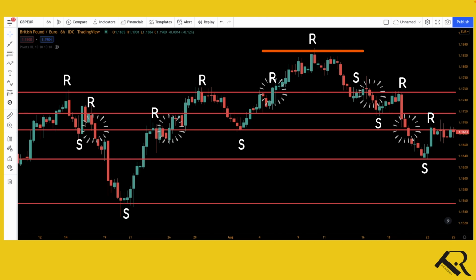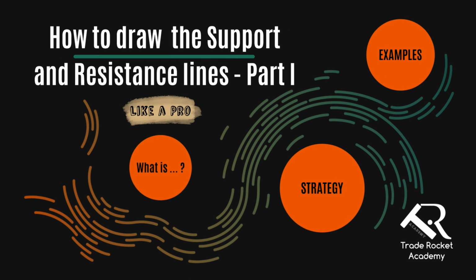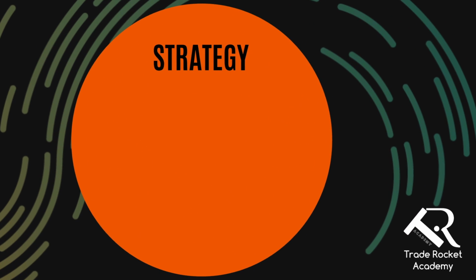Another very important property of resistance and support lines is that their role is interchangeable, meaning that at some point a certain line can be a resistance, but another time the same line can be a support line. So it's important to keep track of their exact role at different times. In the next section, we introduce a relatively simple but very effective method for drawing support and resistance lines.